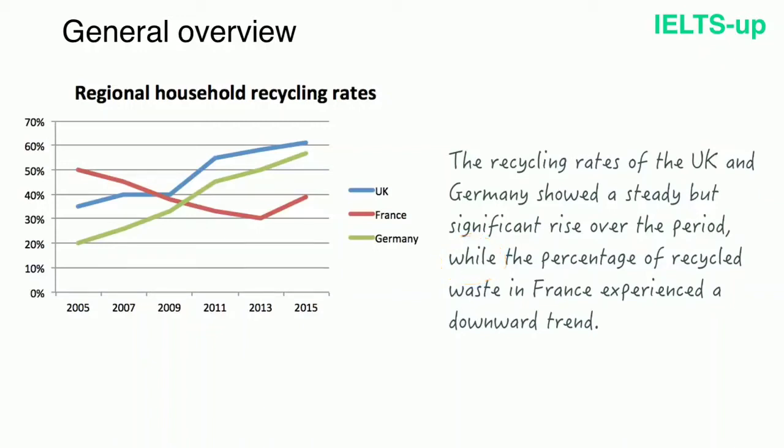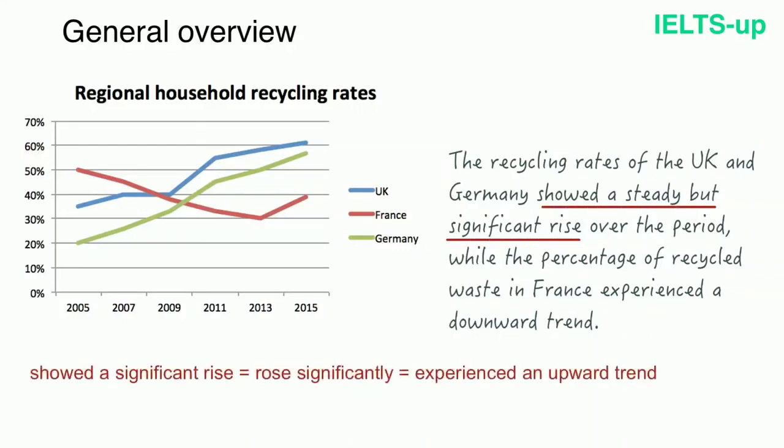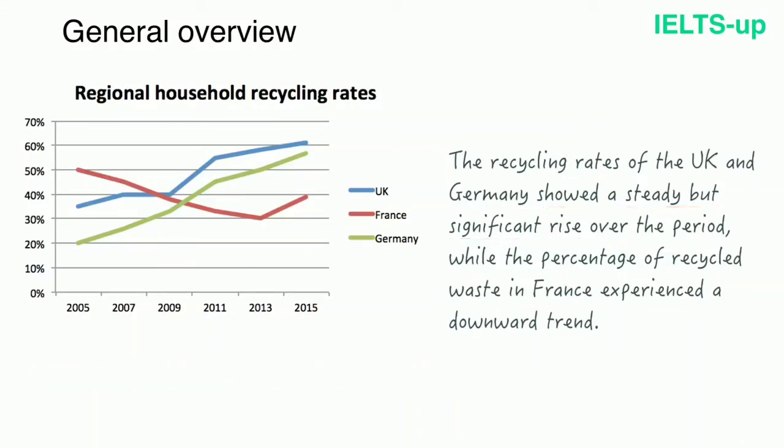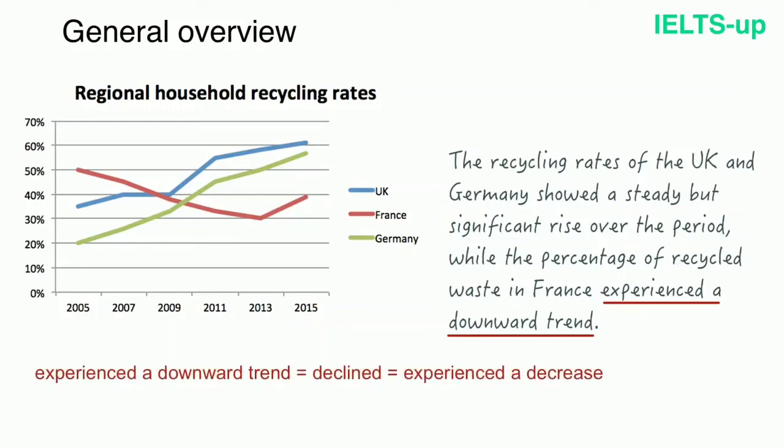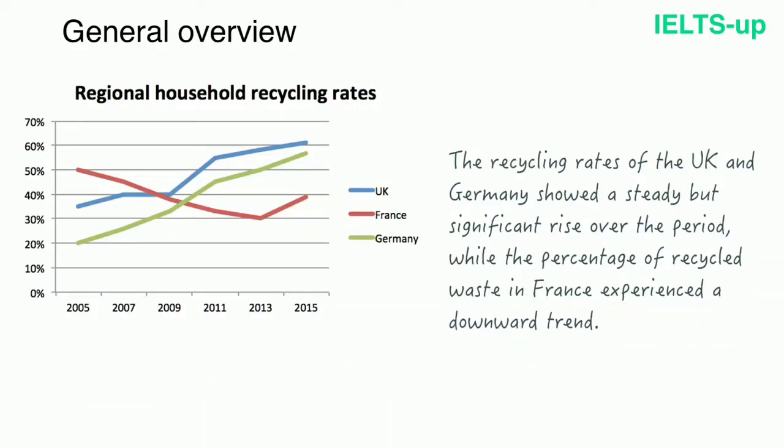Also note how I used a synonym to avoid repetition. The first time I said the recycling rates, and after that I said the percentage of recycled waste. And it's a very good paraphrase. Next, instead of showed a significant rise, I could also use rose significantly or showed an upward trend. And instead of showed a downward trend, I could say declined, experienced a decrease, and so on. So that's all with our overview.